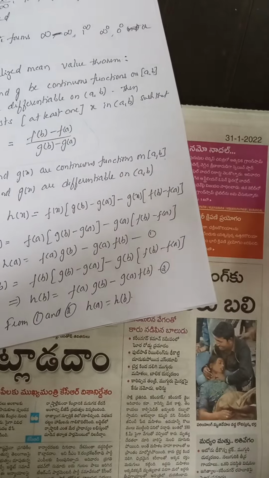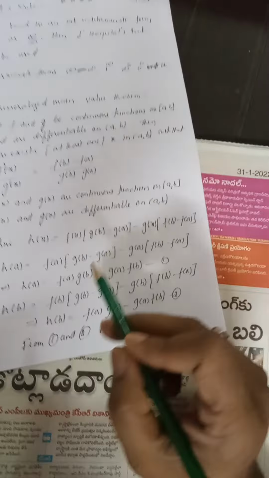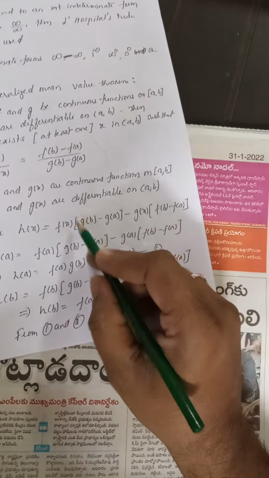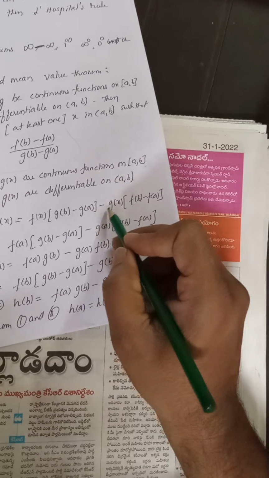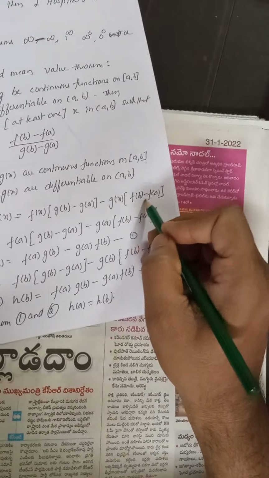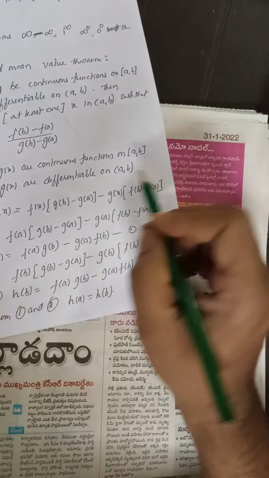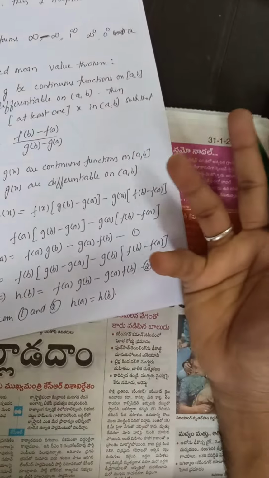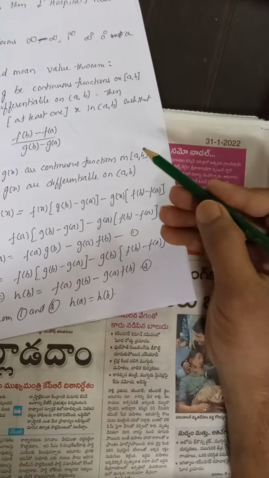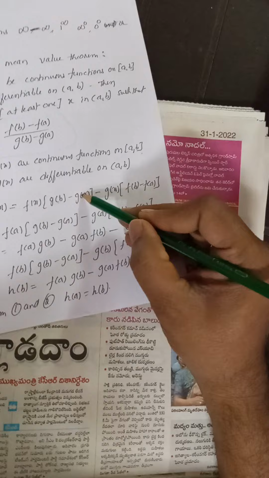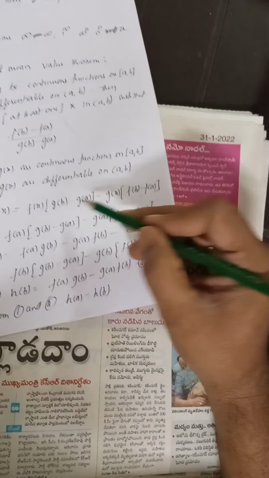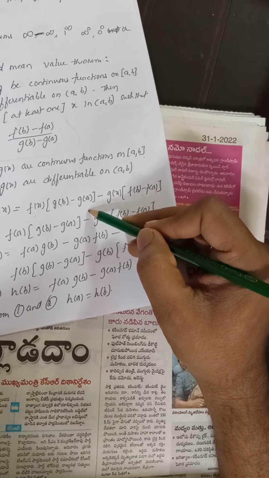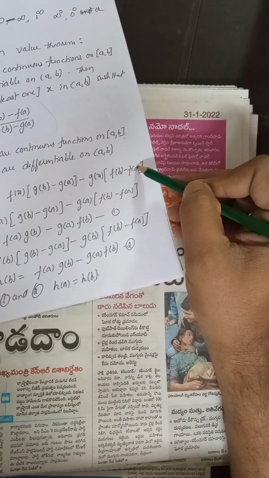To prove that condition, I am going to define a new function h(x) equal to f(x)[g(b) - g(a)] - g(x)[f(b) - f(a)]. Here we know that g(b) is a constant, no? That means in the function, in the place of x, we are substituting x equal to b, and you will get a constant. In the place of x, we are substituting a, and again on simplification you will get a constant. Here this is constant, this is constant.